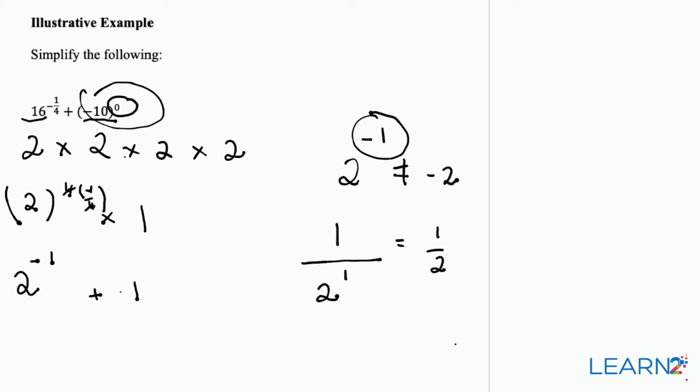So here what we're doing is we're adding a half, and we're adding 1 to a half, so the answer is 1 and a half. Or another way of writing this out is 3 over 2.